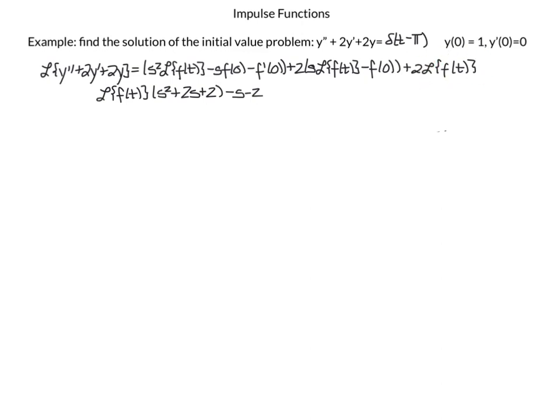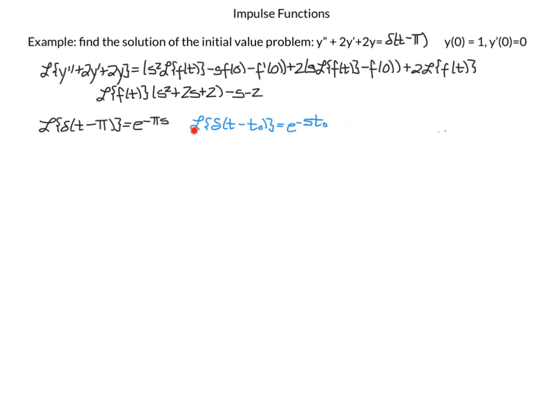First plugging in our initial conditions, so y of 0 is equal to 1, and on our y prime of 0, this goes away. Here we have 1, and then we can group all of our terms together. So we take out our Laplace transform of y of t, and we group everything else together, and we get s squared plus 2s plus 2 minus s minus 2.